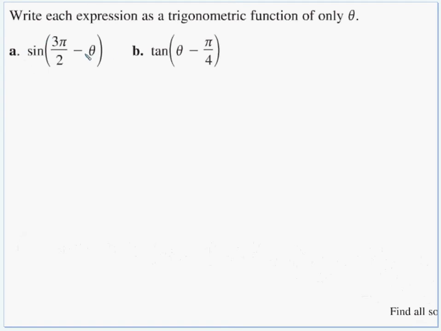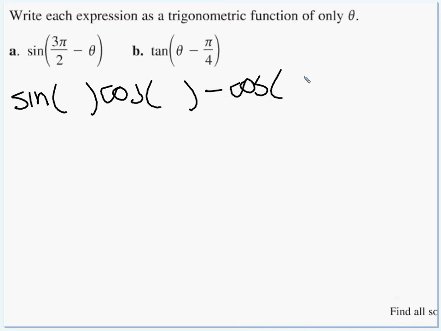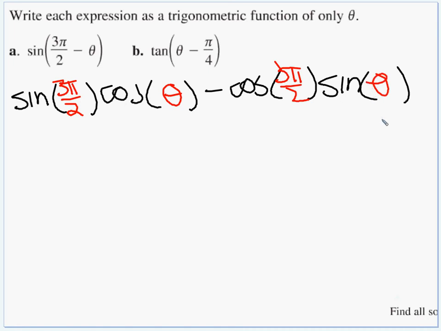So for A, sine of a difference. Our pattern there is sine cos minus cosine sin. And we drop in the angles in order: 3/2 pi and then theta, and 3/2 pi and then again theta.